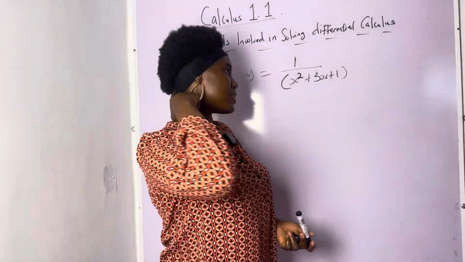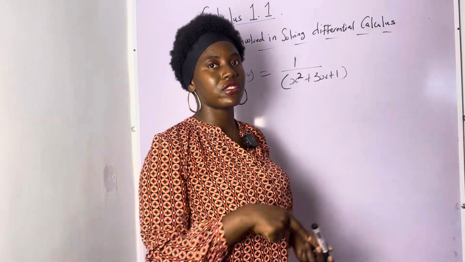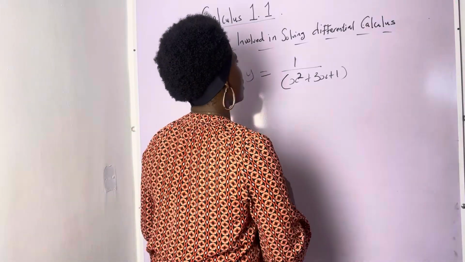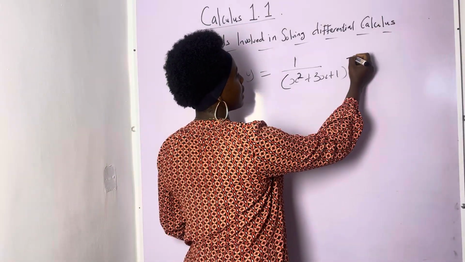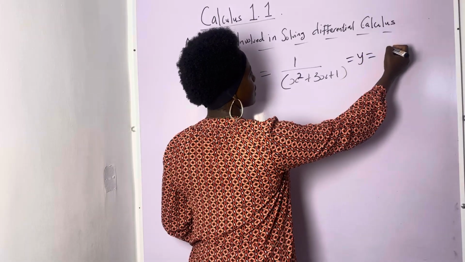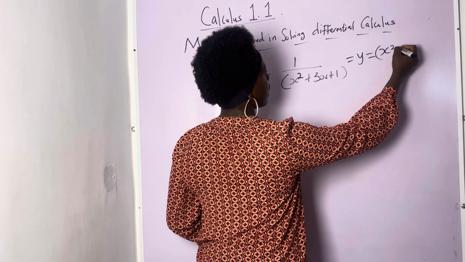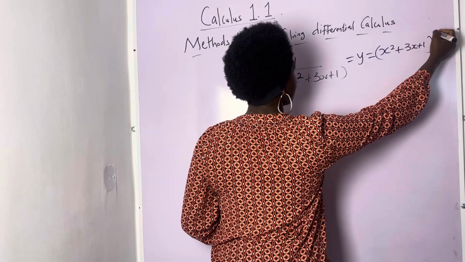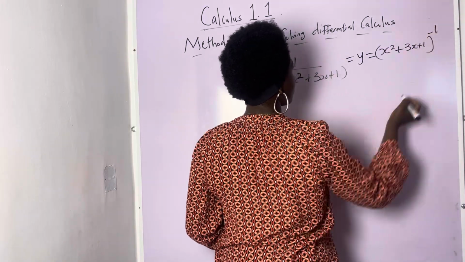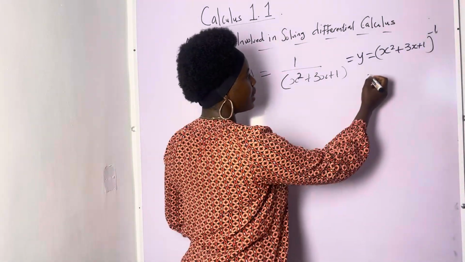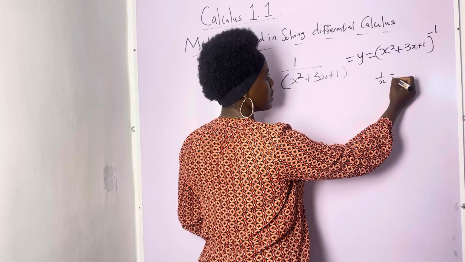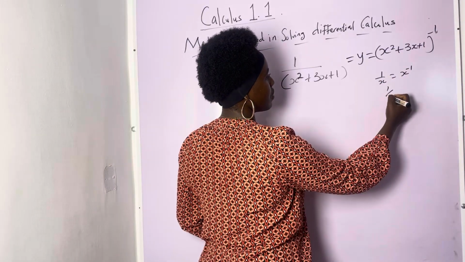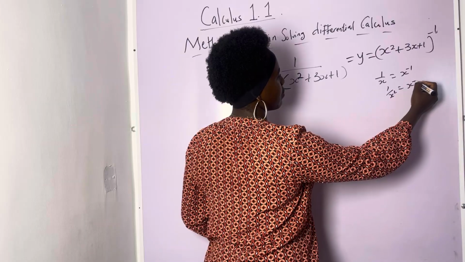First things first, you have to identify the method you're going to use to solve this. Do you know that you can convert this? This is the same thing as y equals x squared plus 3x plus 1, all to the power of minus 1. Mind you, 1 over x is the same thing as x to the power of minus 1, and 1 over x squared is the same thing as x to the power of minus 2.